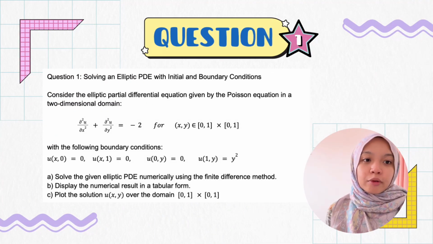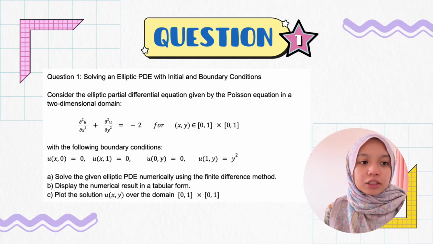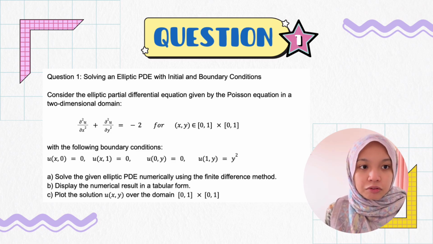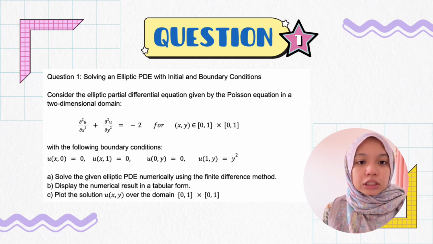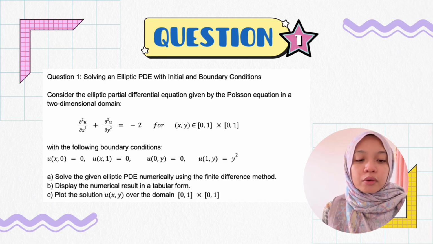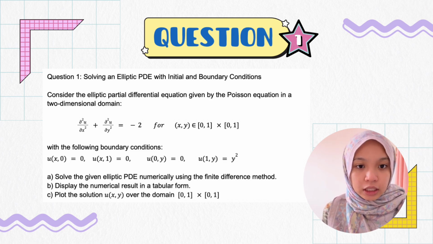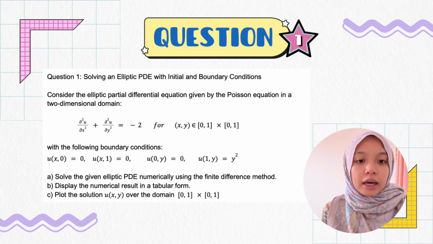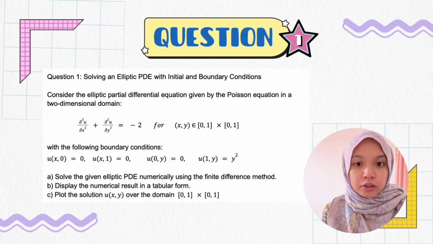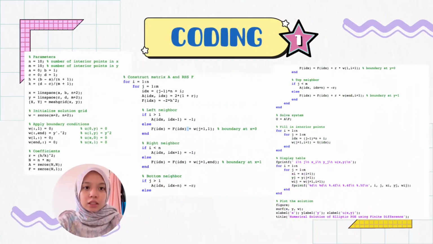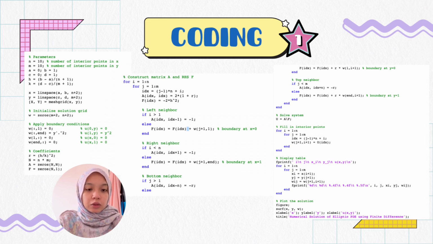Hi everyone, so today I will be solving an elliptic partial differential equation with given initial and boundary conditions using the finite difference method. Here we are given the Poisson equation, which is defined over the square domain [0, 1] × [0, 1], and the boundary conditions were given. Our goal is to solve this PDE numerically, display the solution in a table and visualize it using a surface plot. Let's now take a closer look at the MATLAB code that solves the elliptic partial differential equation.